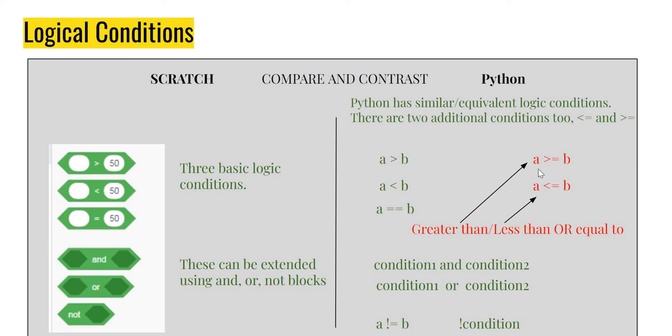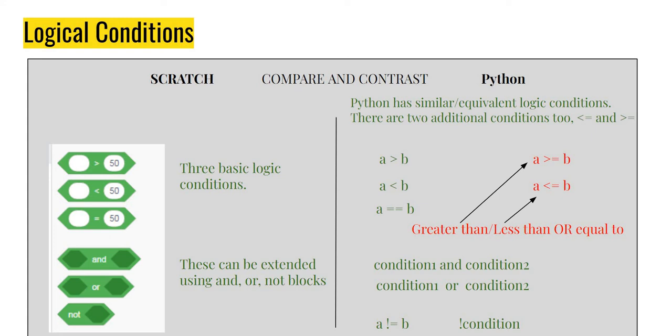In addition, we also have two conditions called greater than or equal to and less than or equal to. What this means is that the number can be greater than or equal to the other one, and then this becomes true. Apart from that, we can also do the and, or, just like these two blocks. We can do that in Python. The syntax is very simple: and, or, respectively. And the not is given by the exclamation mark.